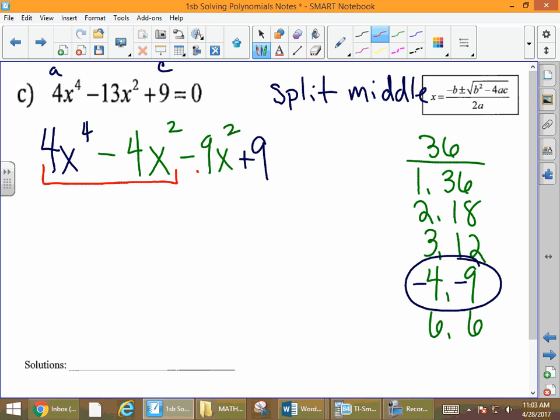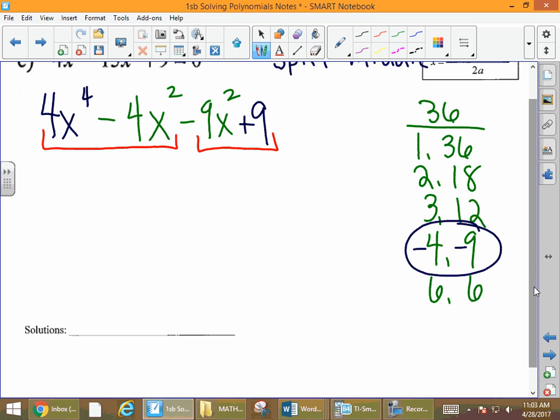So we're going to factor. Here's a group and here's a group. And our GCF in our first group is 4x squared now. And 4x to the 4th divided by 4x squared is x squared. Then 4x squared divided by 4x squared is 1. And yeah, we must write the 1.